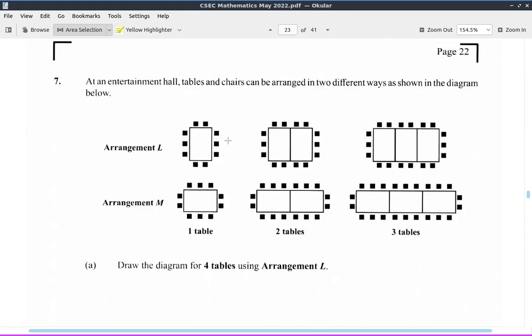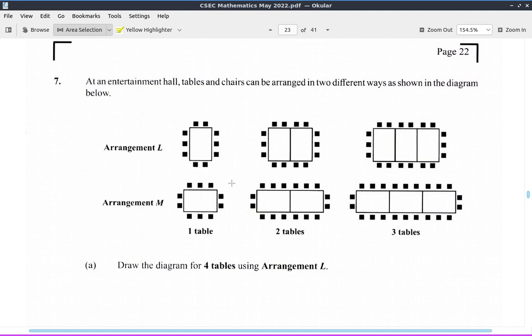What about question 7? What does question 7 say? Okay, patterns. Entertainment hall. You have tables and chairs. You say draw a table, draw the diagram for 4 tables. You have 1 table, 2 tables, 3 tables. Alright. Arrangement L.